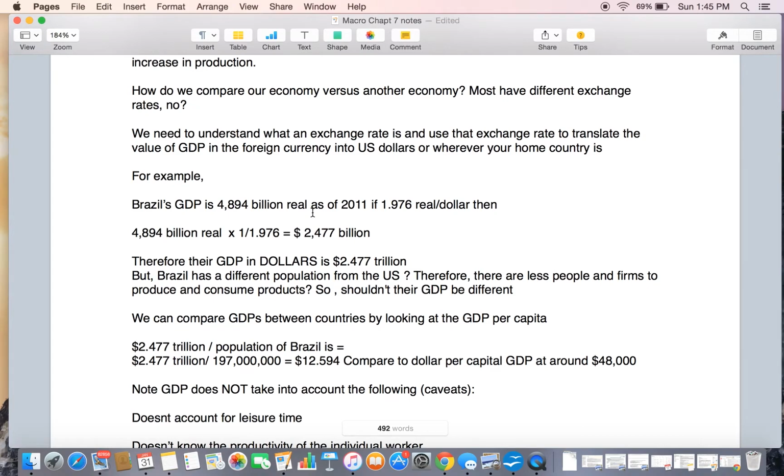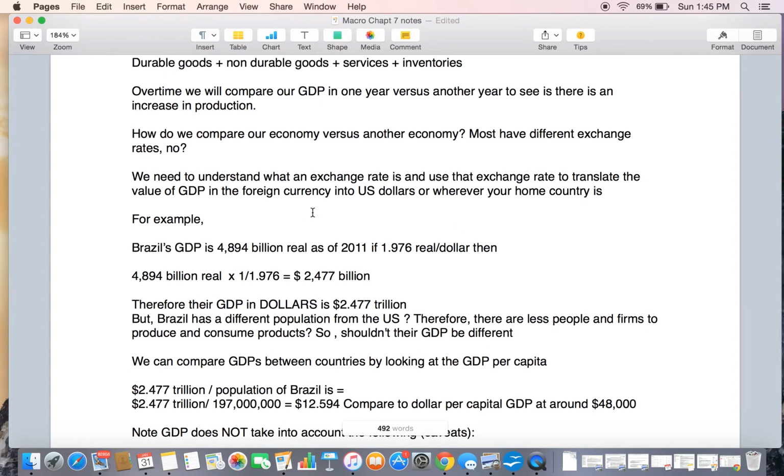Another thing we need to do to be able to compare GDP figures is, say we're looking at how our economy functions, what does economic growth look like here versus in another economy? Each country has its own currency generally, unless they're pegged to the dollar, which a couple of countries are. But for the most part, we all have our own currencies. And so we need to look at exchange rates and translate the value of GDP in a foreign currency, a foreign GDP, into US dollars to be able to compare that country's GDP to our own.